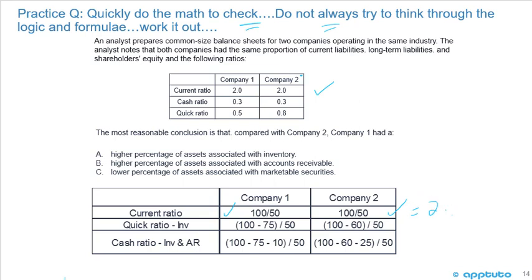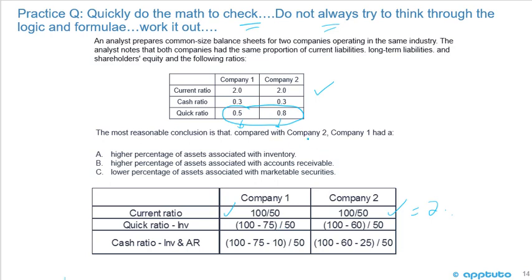Okay? So that's fine. And then I'm zooming in here on the quick ratio. I know that I'm taking out the inventory. So how am I going to get 0.5 and 0.8? Well, I know it's got to be 25 over 50 is going to give me 0.5, correct? So that would be 100 minus 75 gives me 25 over 50, which is my 0.5.